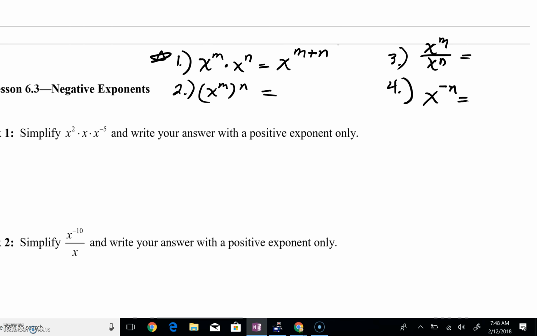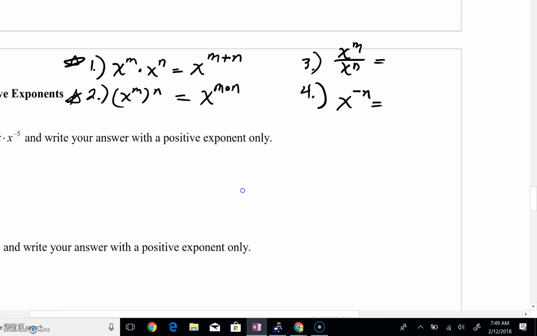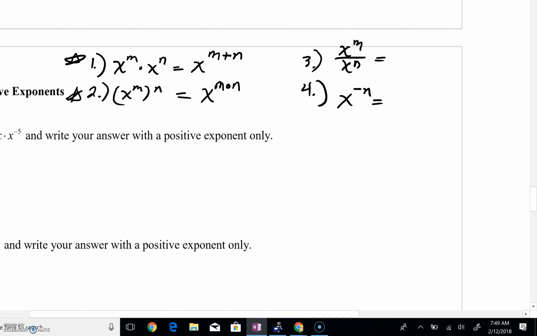Then when we have x to the m raised to the n power, powers to powers are more powerful. This is when you would multiply your powers together. And if we jump over here to property number 3, if we ever saw x to the m divided by x to the n, this is where we're going to subtract. We'll have x to the m minus n.